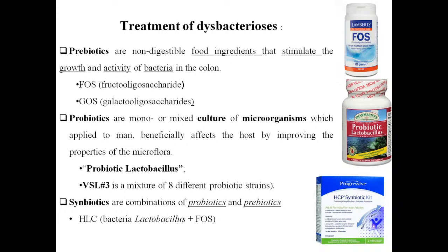There are some drugs that are used for treatment of dysbacteriosis. These are three groups: prebiotics, probiotics, and synbiotics. Prebiotics are non-digestible food ingredients that stimulate the growth and activity of bacteria in the colon, in the intestine. Once more, these are food ingredients that stimulate the growth of bacteria. What are these ingredients? These are fructooligosaccharide and galactooligosaccharide. You can see here in this diagram, fructooligosaccharide and another one, galactooligosaccharide, may be used for treatment of dysbacteriosis.